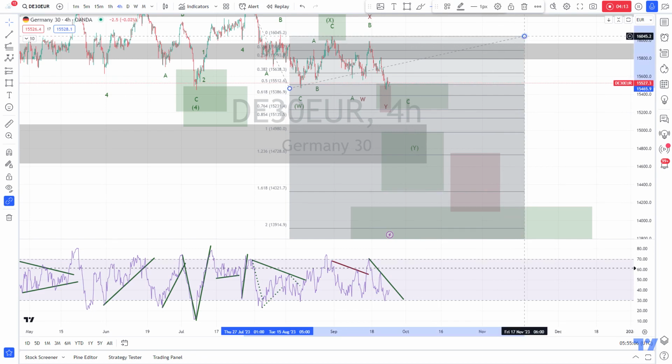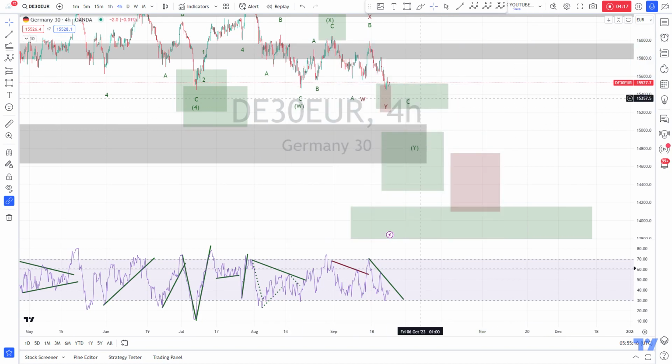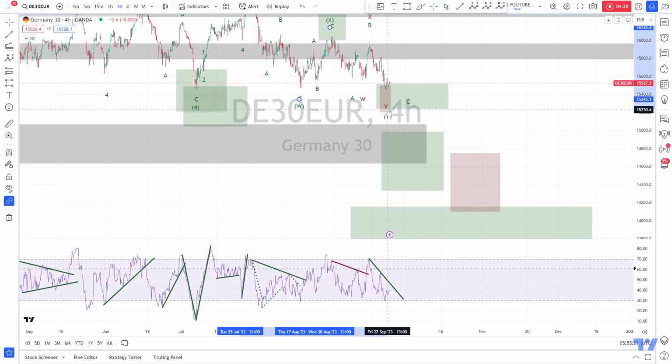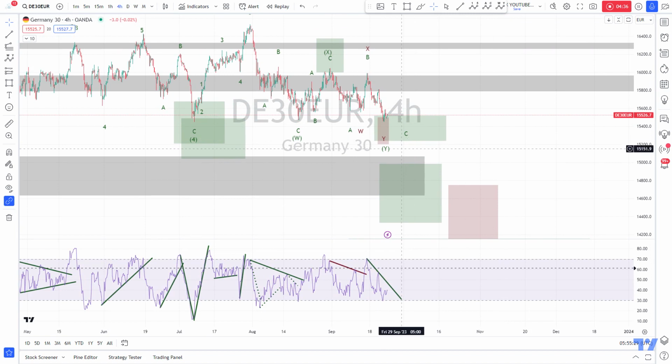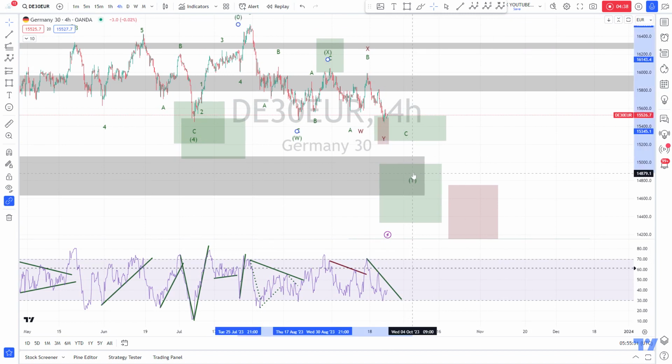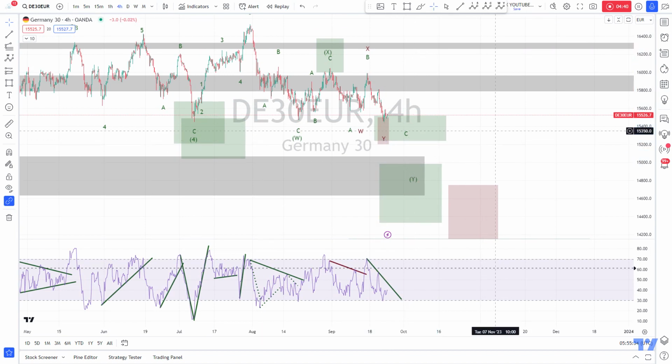Now we do not always reach these areas, but if you don't reach these areas, they are quite difficult to trade. In my opinion, you cannot really assume that we will only have a shallow wave Y, the correction is finished here, and we will start to rally again. I prefer to wait for my areas to decide if a correction is over or not.